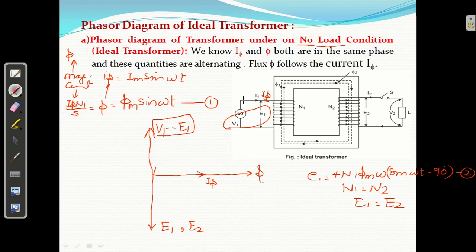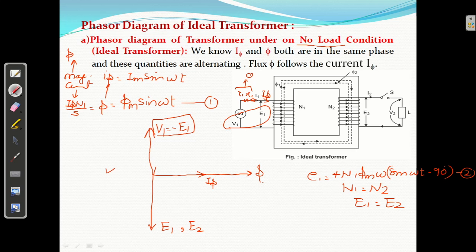In case of ideal transformer, yahan winding resistance and reactance kya hai? R1 or X1, dono zero hai. What are the winding conditions for ideal transformer? Winding resistance zero. Leakage flux zero, matlab X1 will be zero. So winding resistance reactance zero hai. Iska matlab E1 or V1 will be equal and opposite.